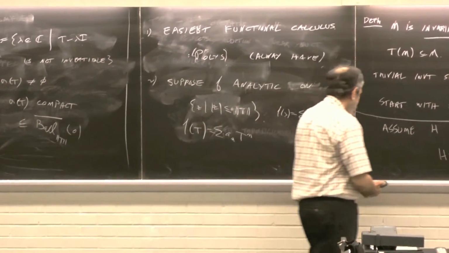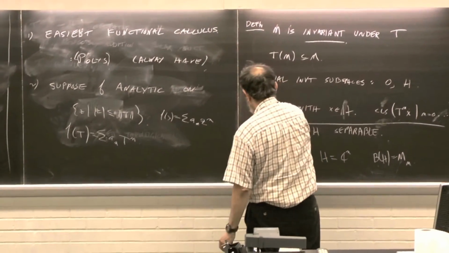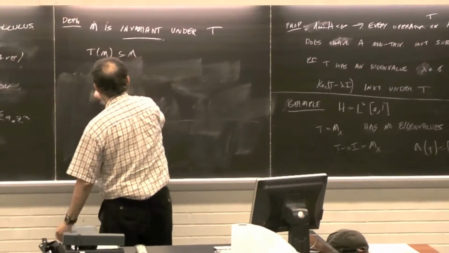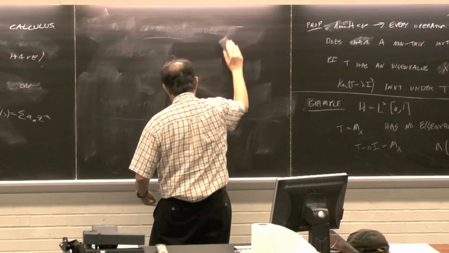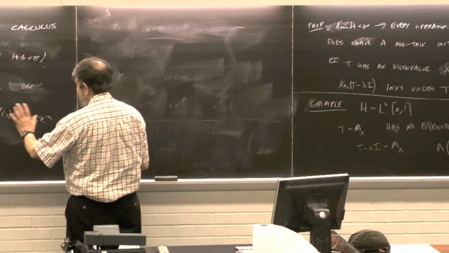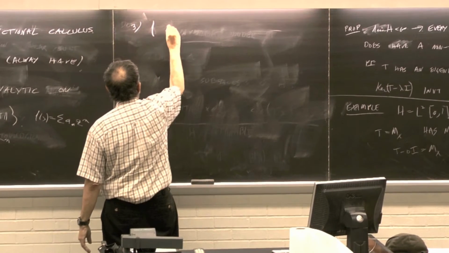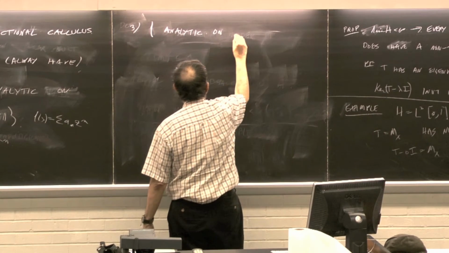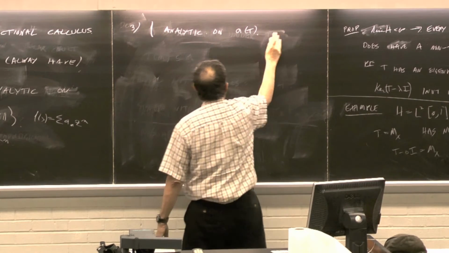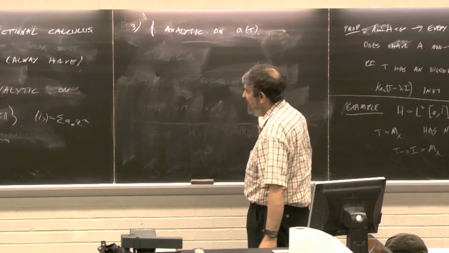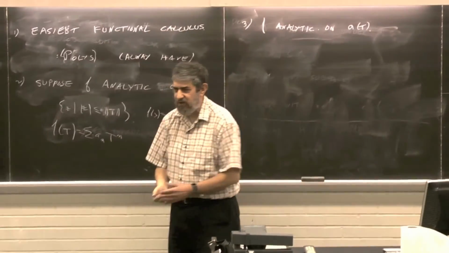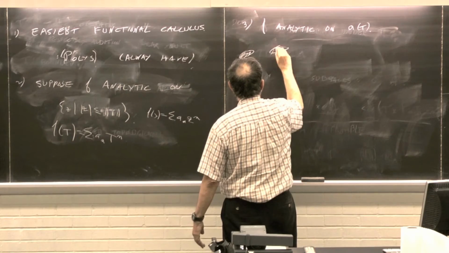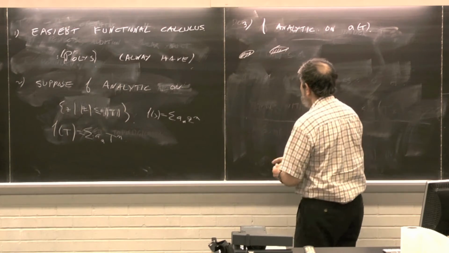But now let me tell you a more general one. We're actually going to have several more general ones, but this one will get us our first invariant subspace. The result here is, suppose only that f is analytic in a neighborhood of the spectrum of T. Well, that doesn't necessarily mean that f will have a power series expansion on the spectrum. The spectrum of T might look like something like this, and in fact this is exactly what we're going to be thinking about.